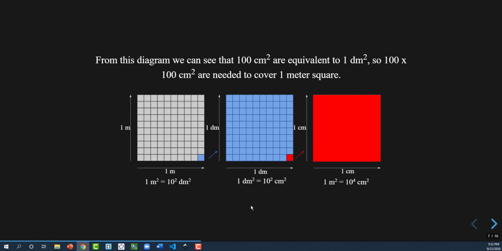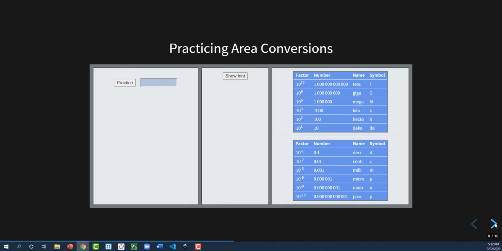Or you do it without overcomplicating it. You just imagine the square meter in front of you and you say, what are the dimensions in centimeters? 100 by 100 centimeters, or 10 to the fourth square centimeters is equal to a square meter. I hope that's pretty good.